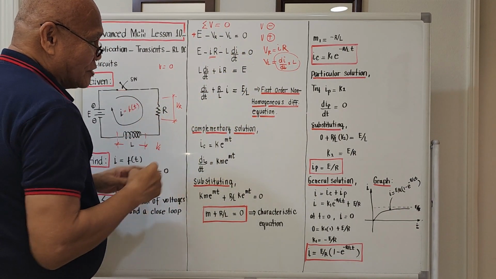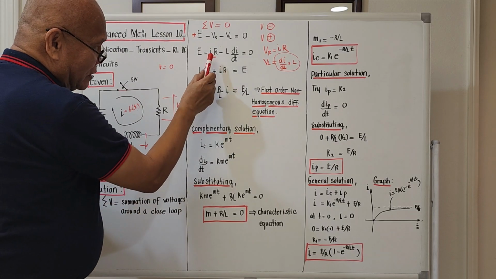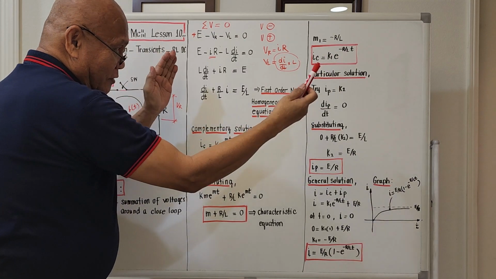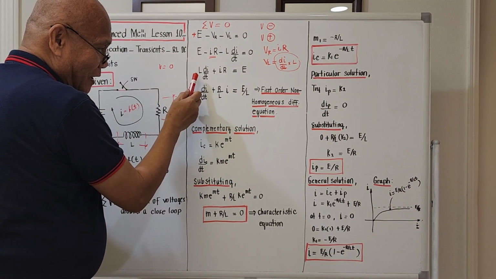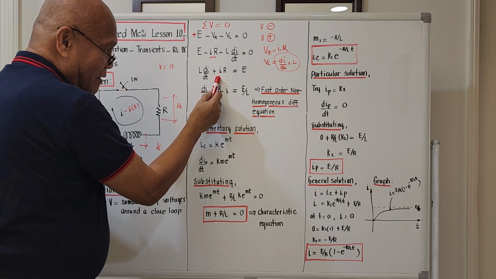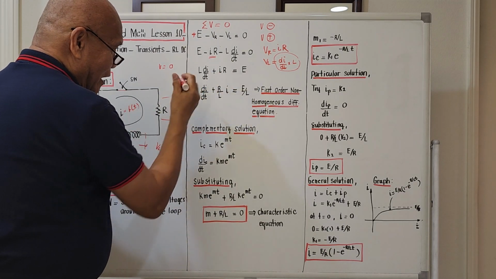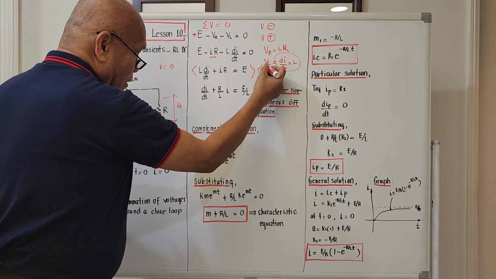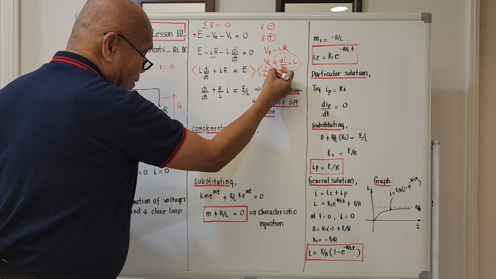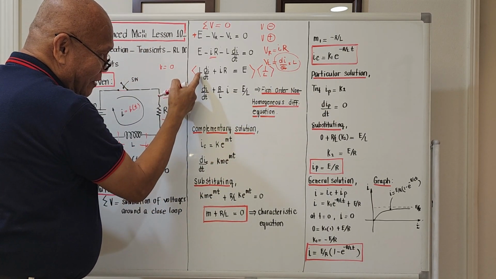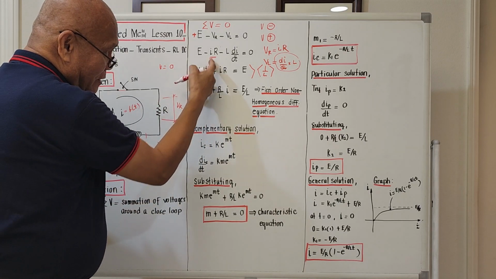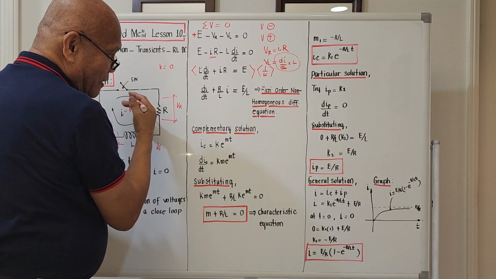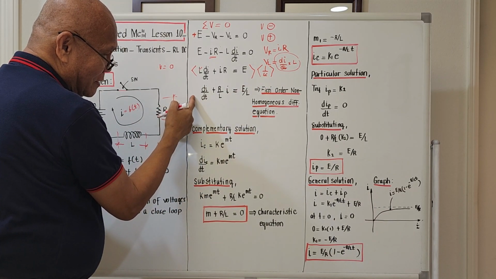If we try to rearrange this equation, we transpose these two terms to the right. Then this will now be L di dt plus IR, and this should be equal to E. Multiplying all the terms by 1 over L, we would like to eliminate this L here. So L di dt times 1 over L, the L cancels. The first part will just be simply di dt.